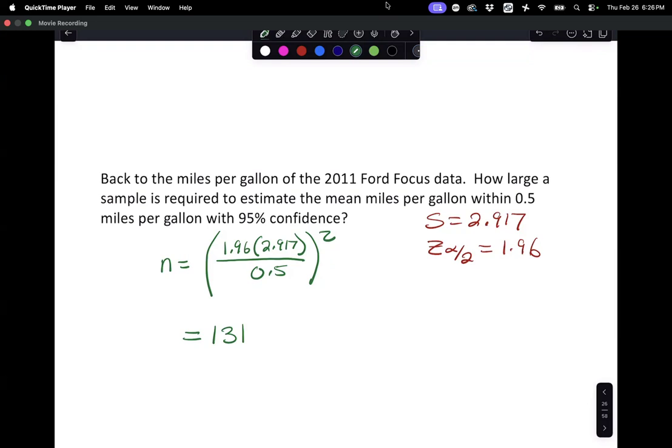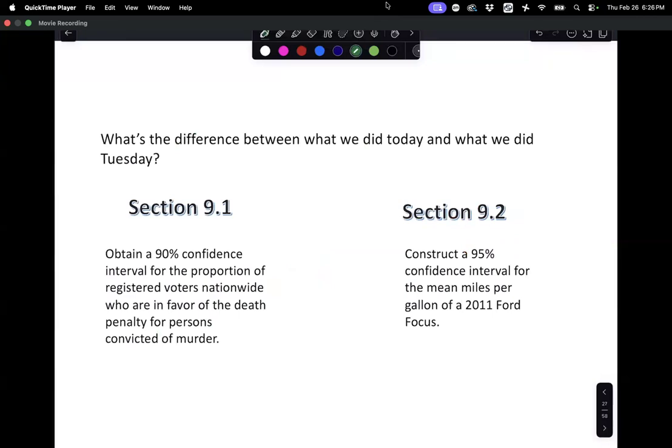All right, is that the end of chapter 9? Nope. Okay, I just have a real quick recap here. I forgot I had these. I want to show you the difference between today and what we did on Tuesday, because I know that it's easy to get your wires crossed here.